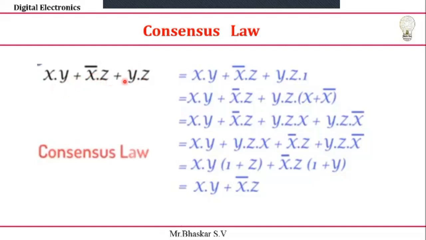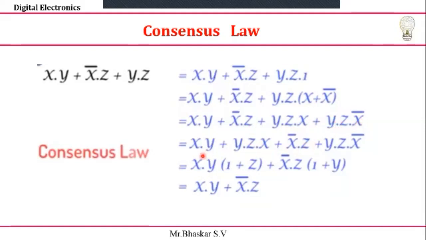So how does it come? Just check it out. X dot y, x bar z and yz. Here I'm going to take it as a 1. You already know the formula: x plus x bar is nothing but 1. So first I'll take a 1, the value I'm going to take as x plus x bar. Later, I'm going to multiply this one. So yzx plus yzx bar. Next, first I'll take xy and yzx here. Next, x bar z and x bar zy.